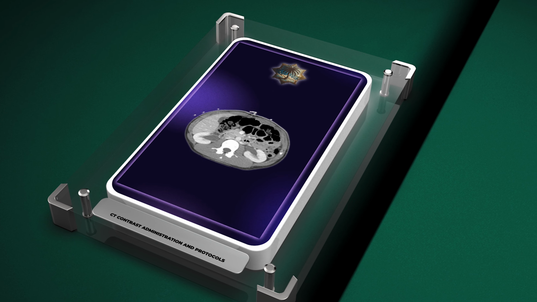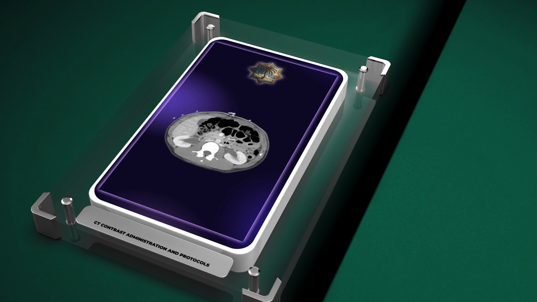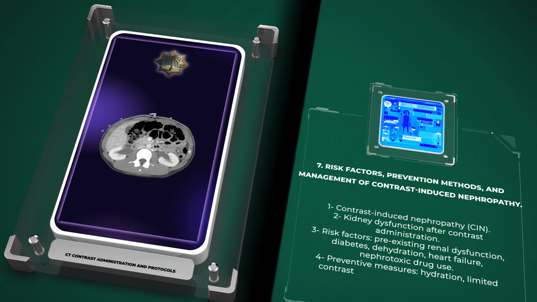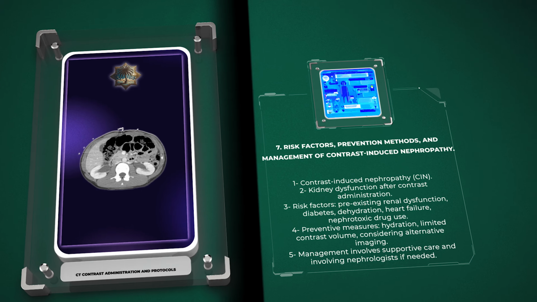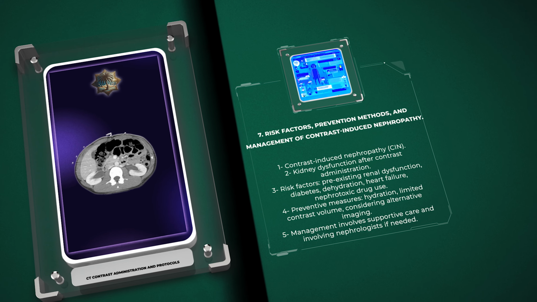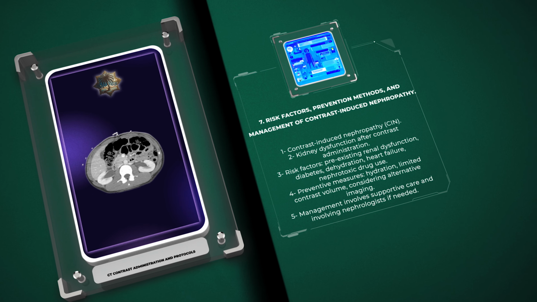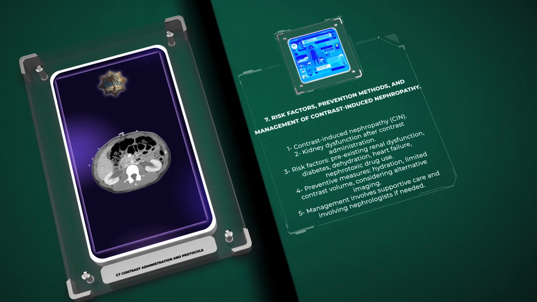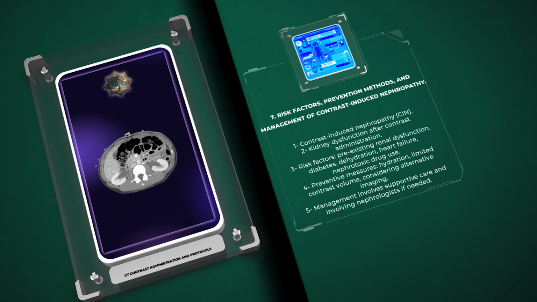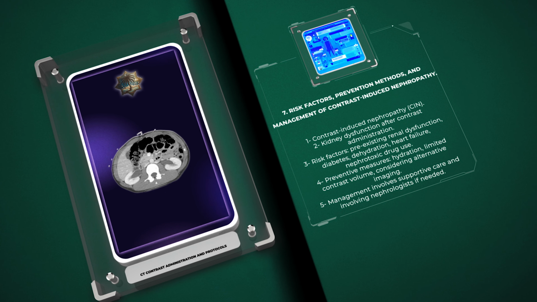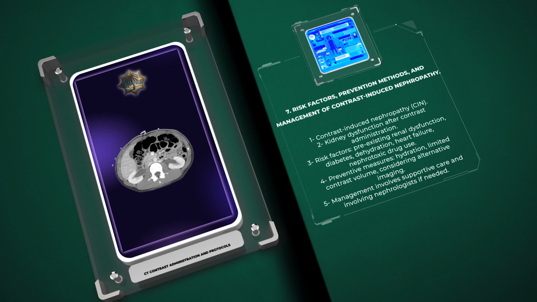CIN is kidney dysfunction that can happen after contrast administration, especially in those with existing kidney problems. Risk factors include pre-existing renal dysfunction, diabetes, dehydration, heart failure, and nephrotoxic drug use. Preventive measures include hydration, limited contrast volume, and considering alternative imaging. Management involves supportive care and involving nephrologists if needed. Radiologists can play a role in reducing CIN.